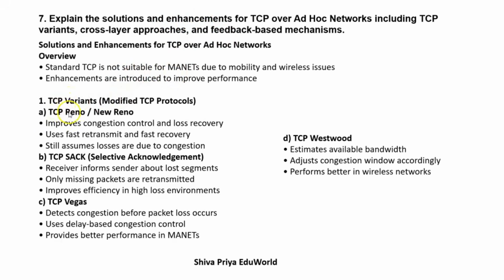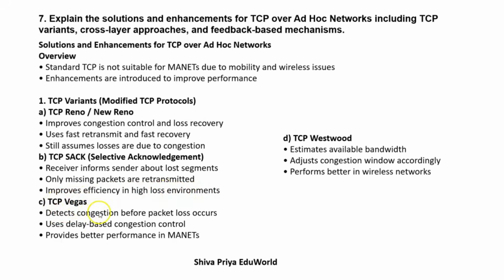TCP variants: we have TCP Reno or New Reno. It improves congestion control and loss recovery as well. It uses fast retransmit and fast recovery. It still assumes the losses are due to congestion only. And TCP SACK. The receiver informs the sender about the lost segments. Only missing packets are transmitted again. It improves the efficiency in high loss environments.